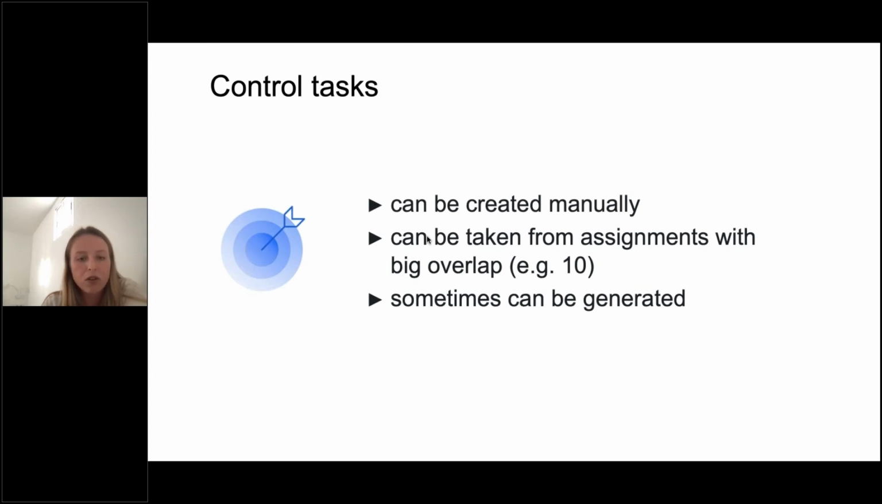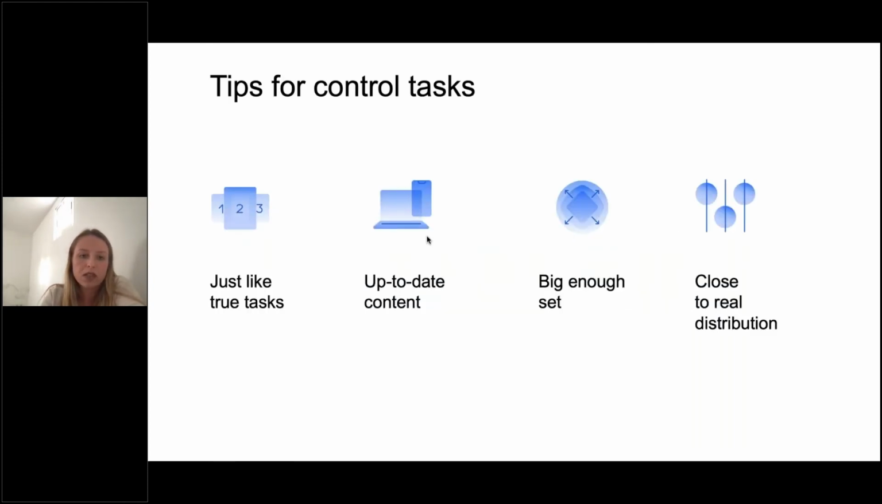This is maybe a rare case in some machine learning problems where automatically we have some examples of control tasks. And what is very important regarding control tasks, those are some tips. They should always be the same as true tasks, so performers should not be able to distinguish them from normal tasks. They should be up to date. So in case you have an ongoing project, maybe you need to update them on a weekly or monthly basis. Again, depends on the project needs.